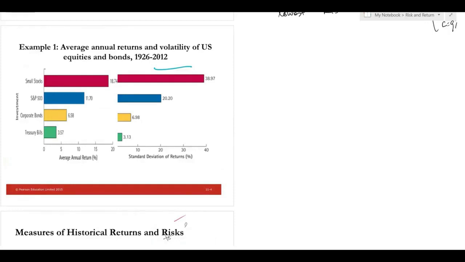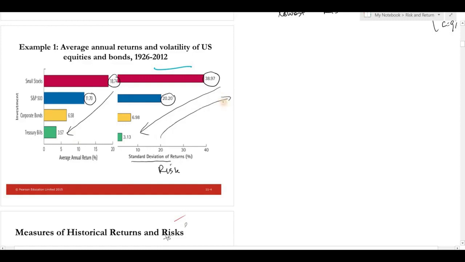Now this is just a graphical depiction of what I just told you, that there is a positive relationship between risk and return. Small stocks are actually very risky. That's why if you see their standard deviation, which means risk, right? They have the highest risk. They are also earning the highest return, and the others have lower risk than the small stocks. Also, they have lower return. And if we decrease the risk, our return will also decrease. If you increase the risk, your return will also increase. So there is a positive relationship between risk and return.